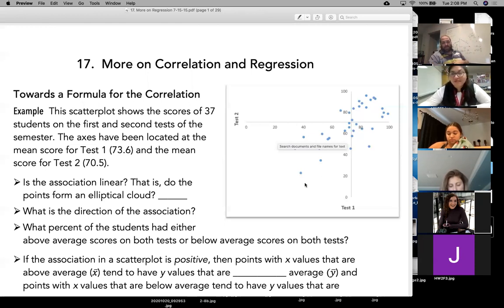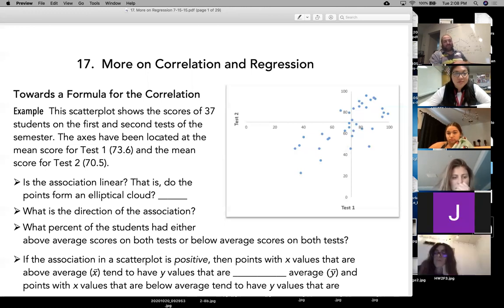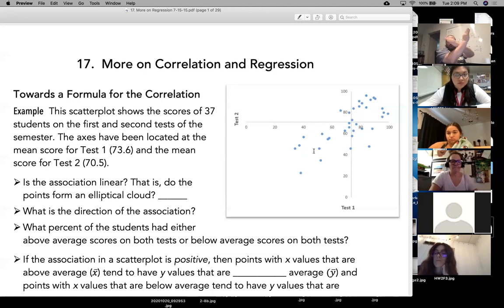So this scatter plot shows the scores of 37 students on the first and second tests of the semester. The axes have been located at the mean score for test 1 and the mean score for test 2. So normally, when we set up our axes, we normally have the x-axis and the y-axis meet at 0, 0.